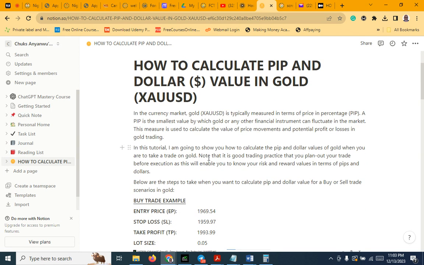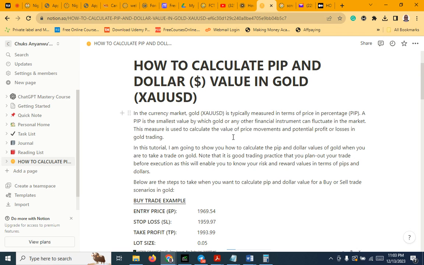Let me just give you a little background here. In the currency market, gold is typically measured in terms of pips. And pips is called what? Pips is called the percentage in price movement.